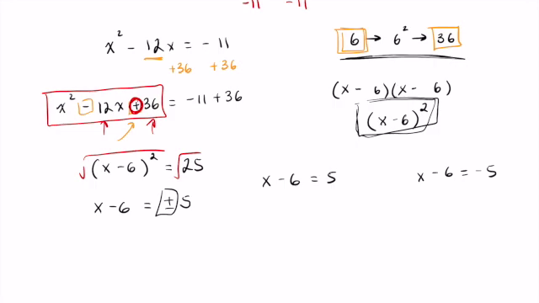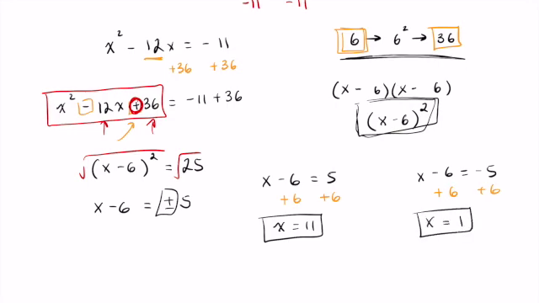So at this point, simple algebra. Add 6 to both sides. And for this equation, I get x equals 11. And then over here, we get x equals 1. And that is how I complete the square.